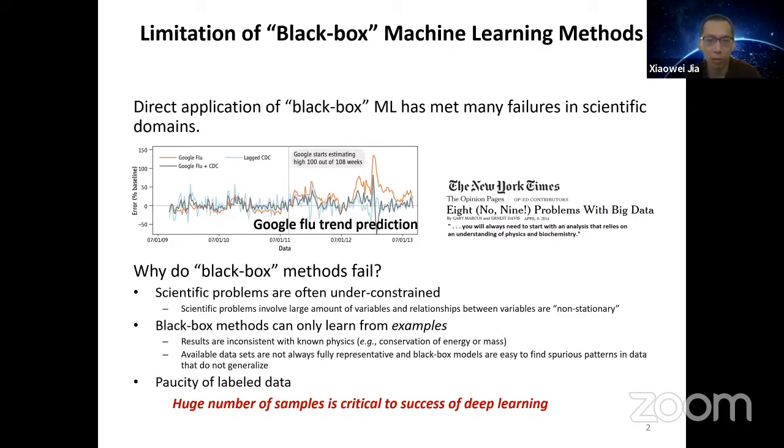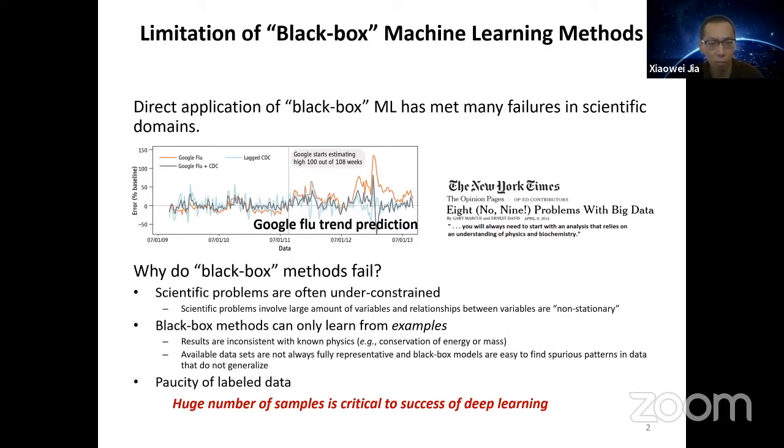The first one is usually these scientific problems are very complex, so they involve a large number of physical variables, and the relationship between these variables is non-stationary, so that means the relationship can change over space and over time. It's very hard for machine learning models to capture such complex relationships solely from data, especially if we have access to only a very limited amount of observation data. So that makes the training process even more challenging.